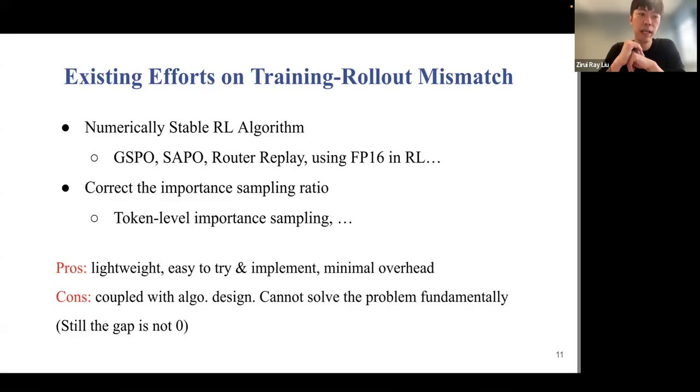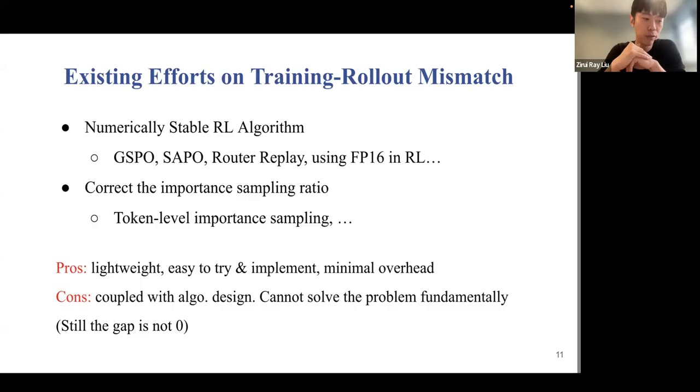And also, like I mentioned, this problem is very important to RL because it destroys the importance sampling procedure. So we can develop some algorithm to correct the token level sampling ratio. This method is also widely used. It's often called TIS in this community, token level importance sampling. The idea is very simple: you just calculate the ratio of vLLM to FSDP and reuse it in the RL training process.